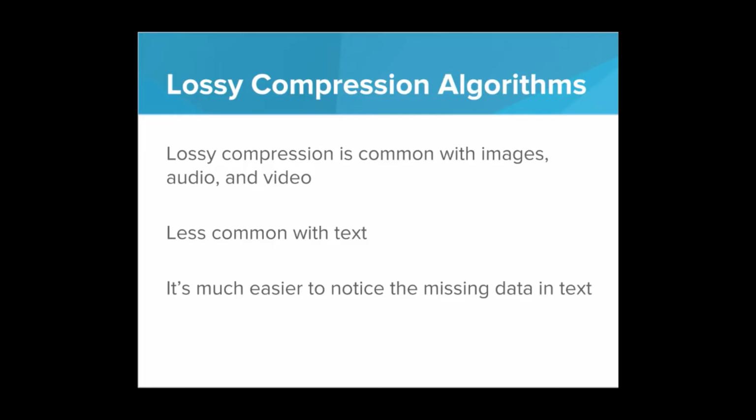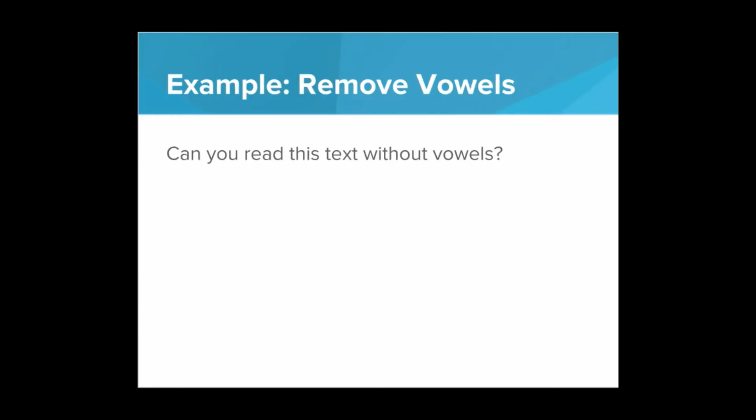Let's look at an example of lossy compression with text. One simple lossy compression algorithm for text would be to simply remove all the vowels from the text. So if this was our original text, can you read this text without vowels? The compressed version would look like this. Now, it turns out this is actually the decompressed version as well, because we've thrown away those vowels. There's no way of putting them back in. So this right here is the decompressed text.